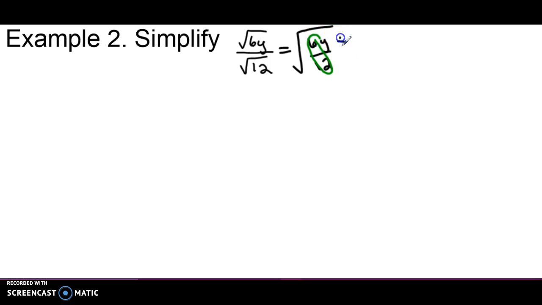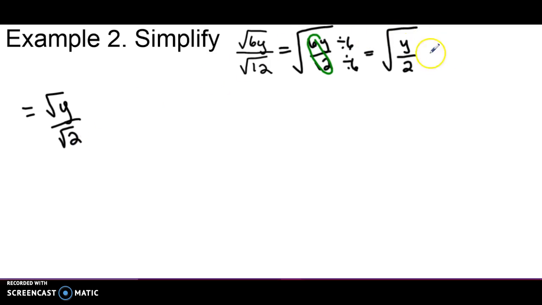What I'm going to do is divide both the top and the bottom by 6, and that's going to give me the square root of y over 2. So now I'm going to go ahead and rewrite that as the square root of y over the square root of 2 because I was violating a rule. I had a fraction as a radicand, but now I have a radical in my denominator, which is the square root of 2. So what I need to do is multiply both my numerator and my denominator by the square root of 2.